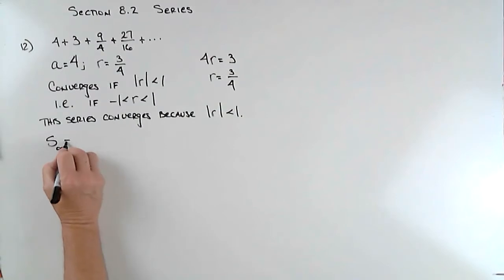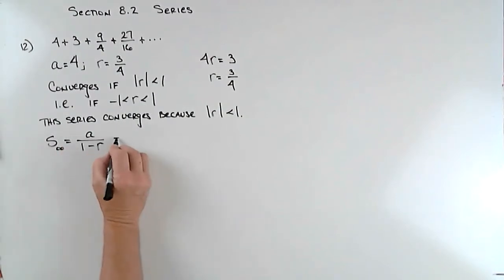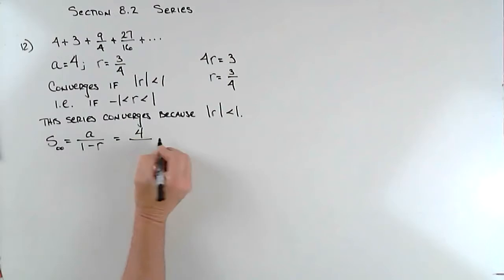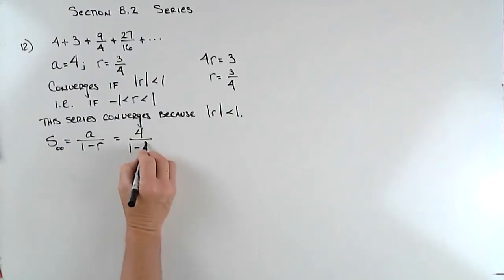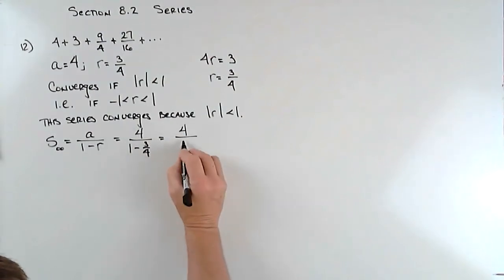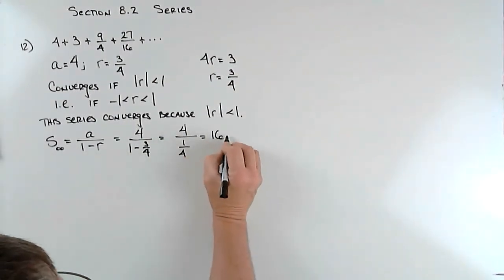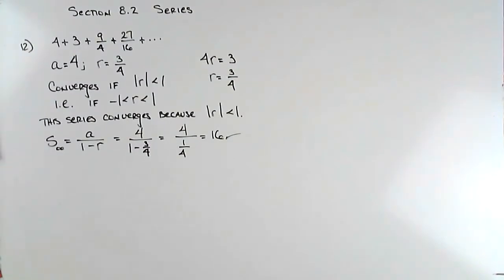The sum. And we have a formula that says the sum is A over 1 minus R. A here for us is 4. R is 3/4. And so if we do our arithmetic here, we have 4 divided by 1 minus 3/4, which is 1/4, and that equals 16. So it sums to 16. So that's how we do problem 12.